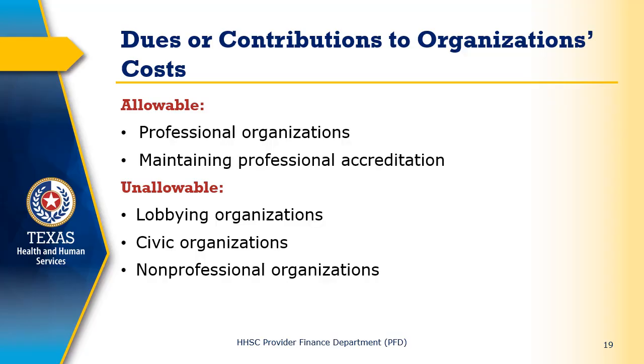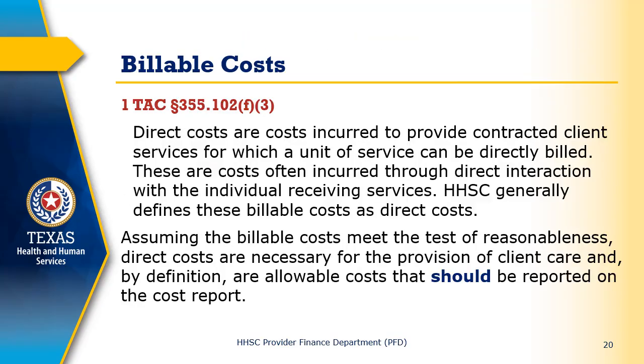Contributions to civic organizations are also categorized as unallowable, primarily because they focus on community service rather than professional development. Finally, non-professional organizations are excluded from allowable costs, as they do not provide the direct benefits tied to enhancing professional skills or credentials. Organizations must clearly distinguish between allowable and unallowable costs to ensure appropriate budgeting and compliance with regulations. Moving on to the next topic, we will outline the different types of billable costs.